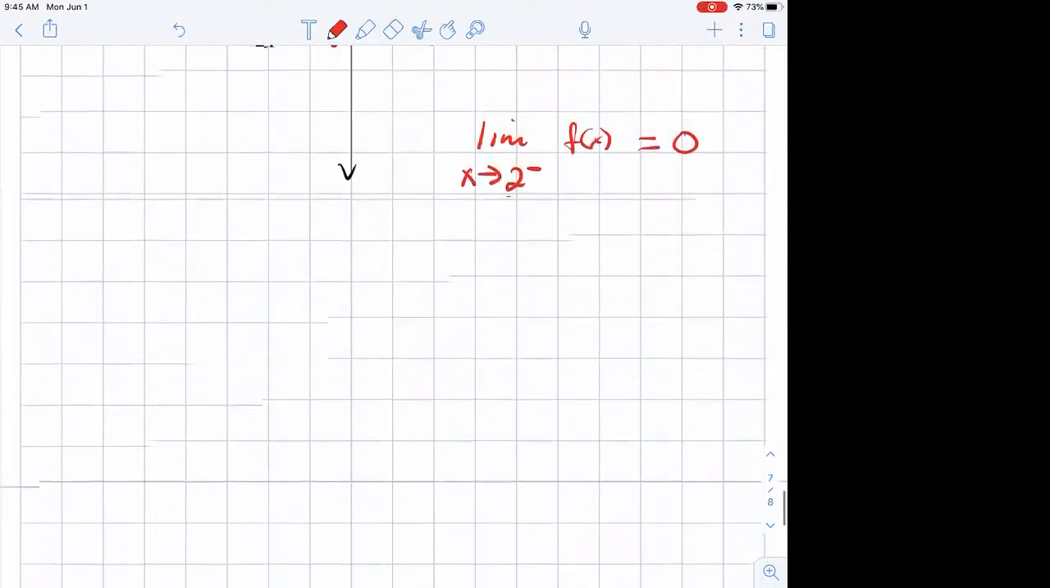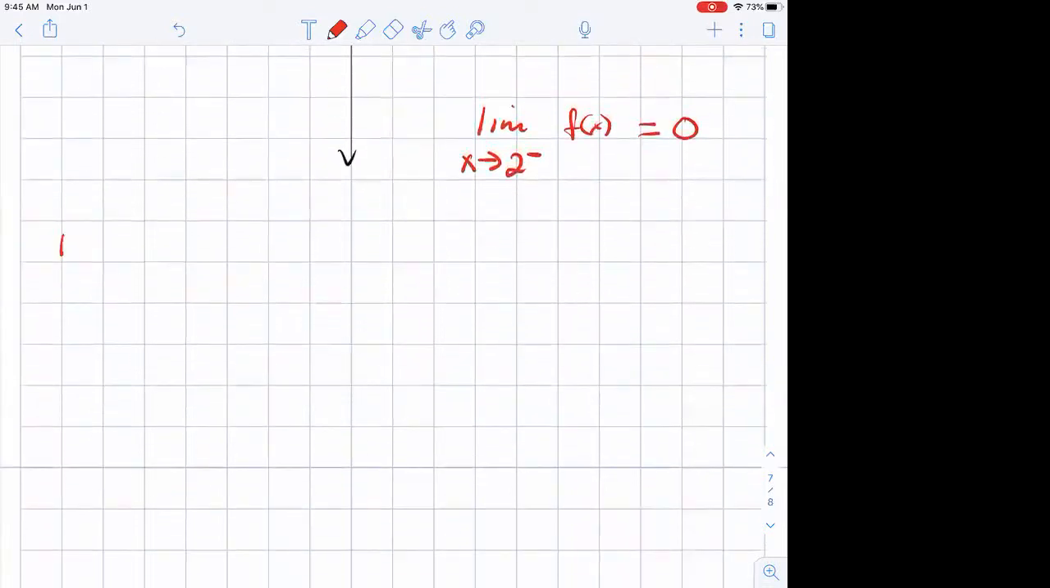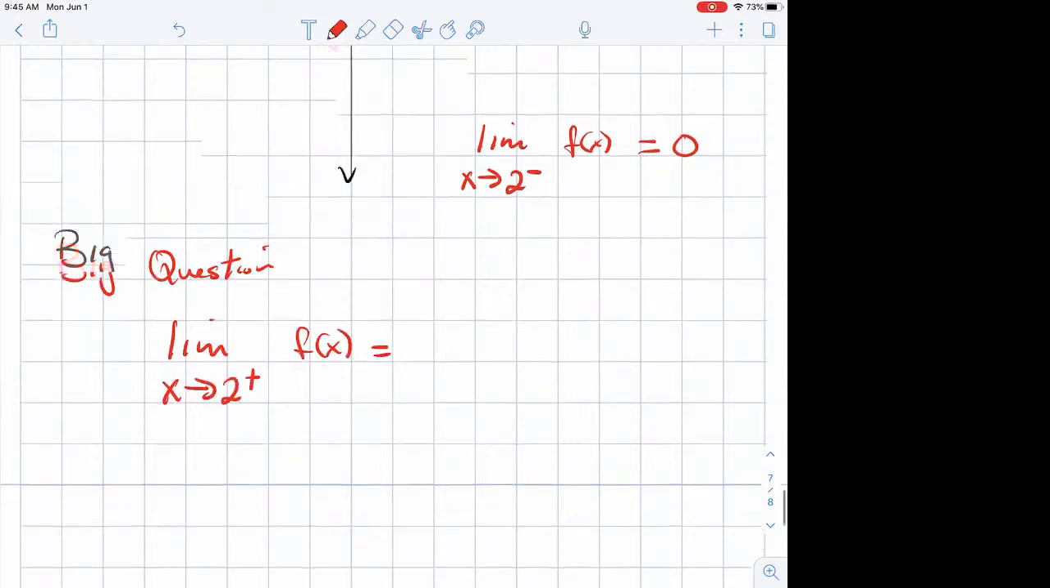So here's my next question to you. Here is the big question. What is the limit as x approaches 2 from the right side now of f of x? Look at the graph.